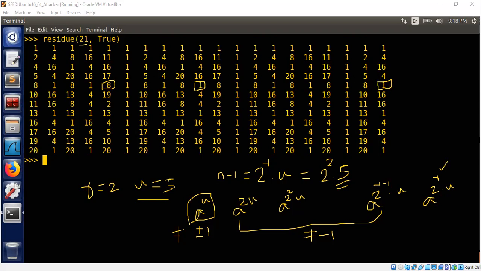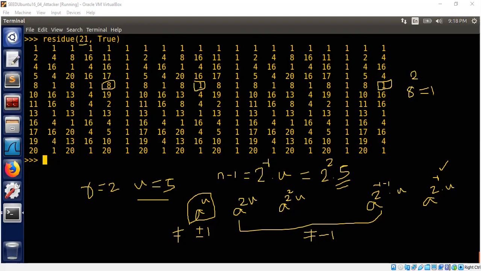Let's pay attention to the 8 and 1. From 8 we square, we get 1. 8 squared is 64, and 64 mod 21 is 1. So what did we find? We found out something interesting. We found that 8 is actually a square root of 1 because 8 squared is 1. 8 squared is equal to 1 in mod 21. I'm not writing mod 21 again and again.